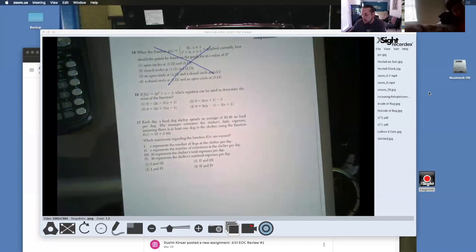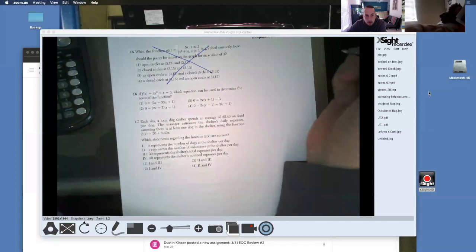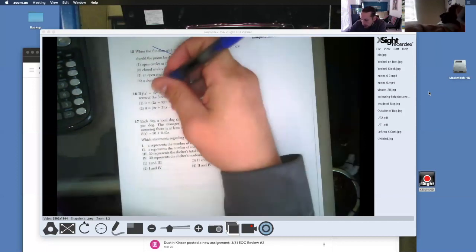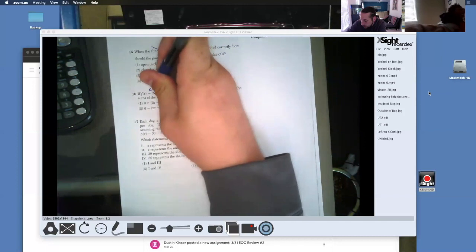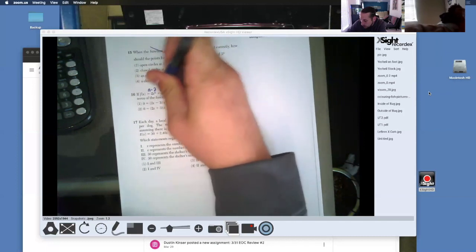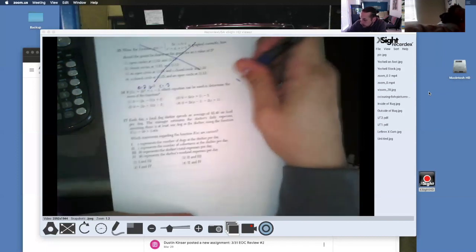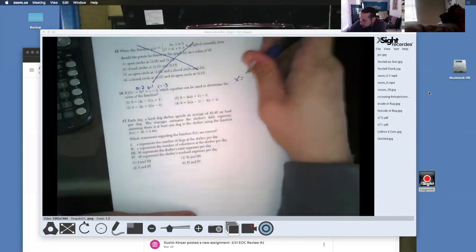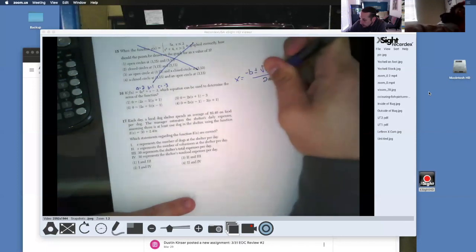All right, so on 16, you can either factor this, or we can use the quadratic formula. Usually with a being greater than 1, we're going to use the quadratic formula. So a equals 2, b equals 1, c equals -3. The quadratic formula is x equals the opposite of b plus or minus the radical of b squared minus 4ac, over 2a.